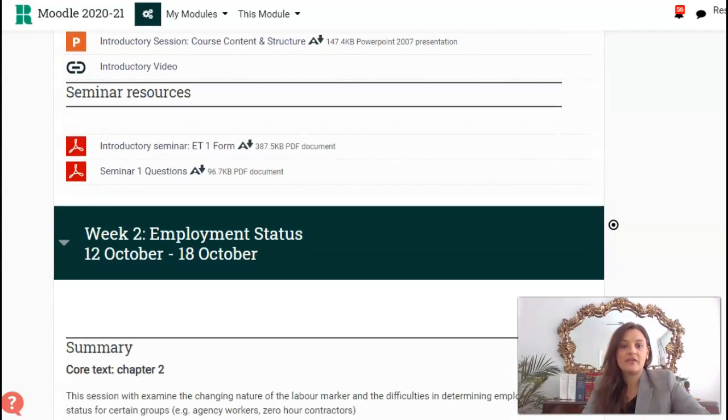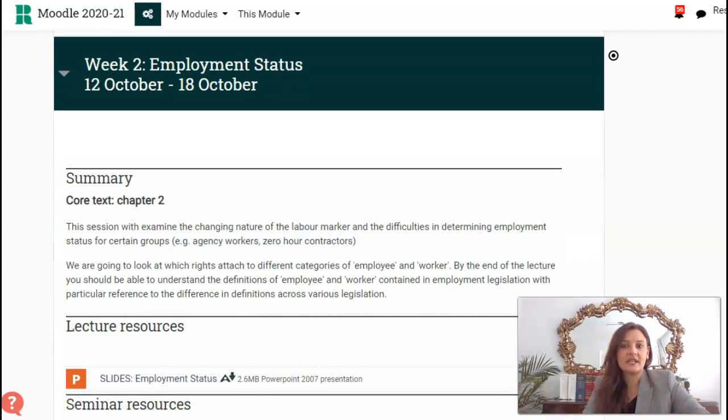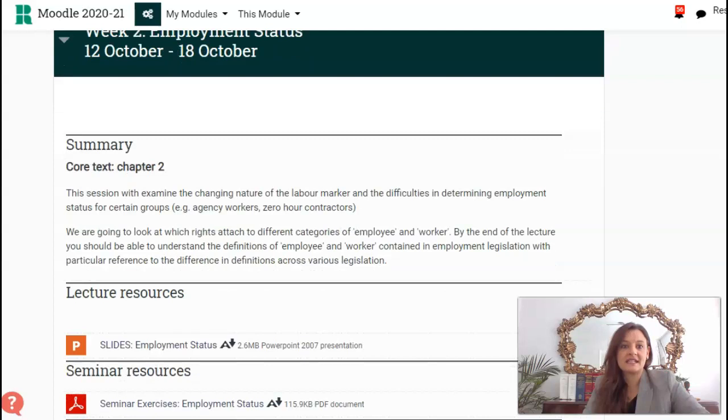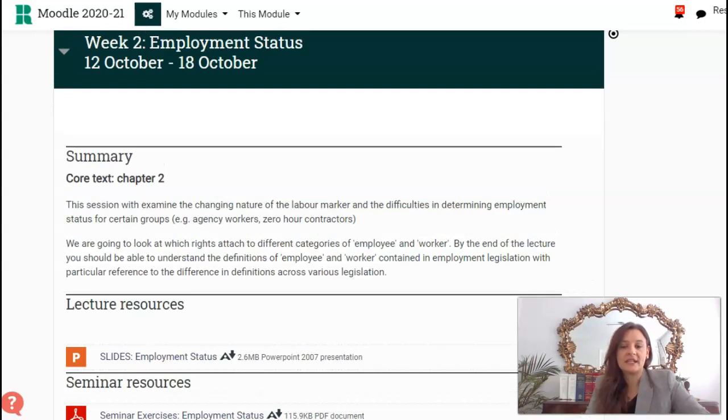So for today's purposes, we're looking at employment status. The slides are available here and the link will be available shortly.